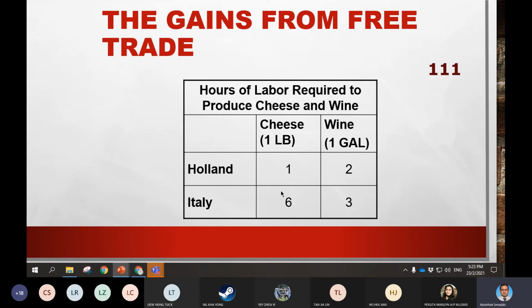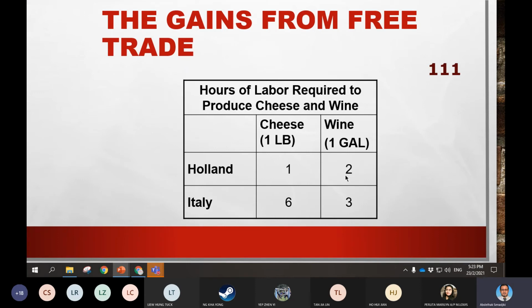And for Italy, it needs 6 hours to produce 1 pound of cheese and 3 hours to produce 1 gallon of wine. So we can see here that Holland has an absolute advantage in producing both cheese and wine. It costs less, right? Why?